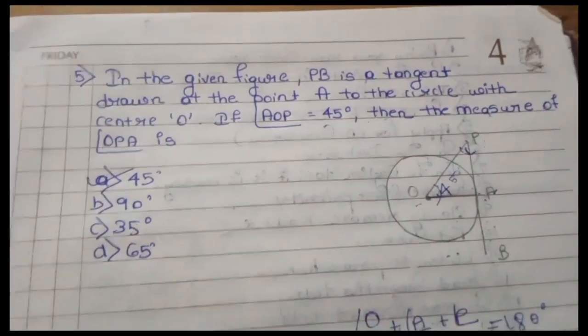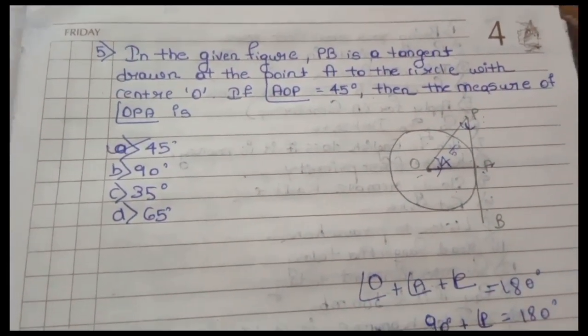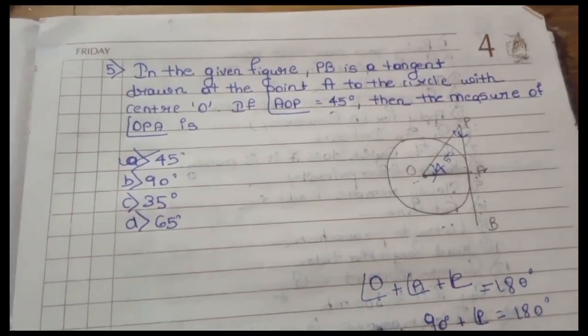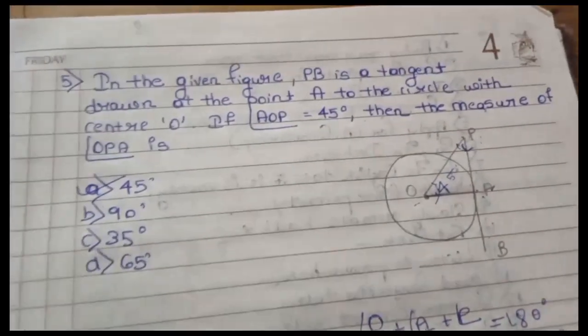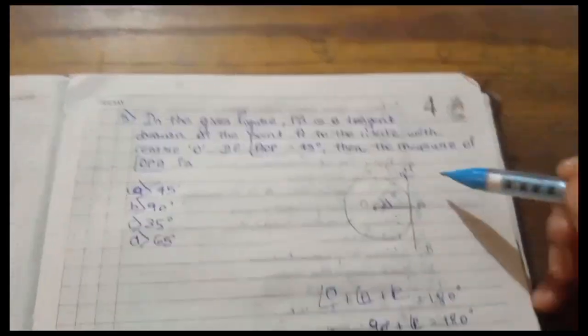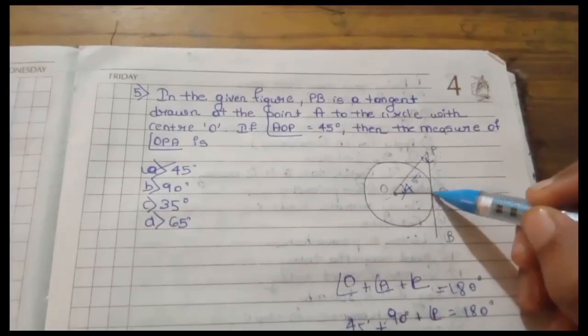Question 5. In the given figure, PB is a tangent drawn at the point A to the circle with center O. If angle AOP equal to 45 degrees, then the measure of angle OPA is. So it is given in the figure that this PB is a tangent to a circle at a point A.